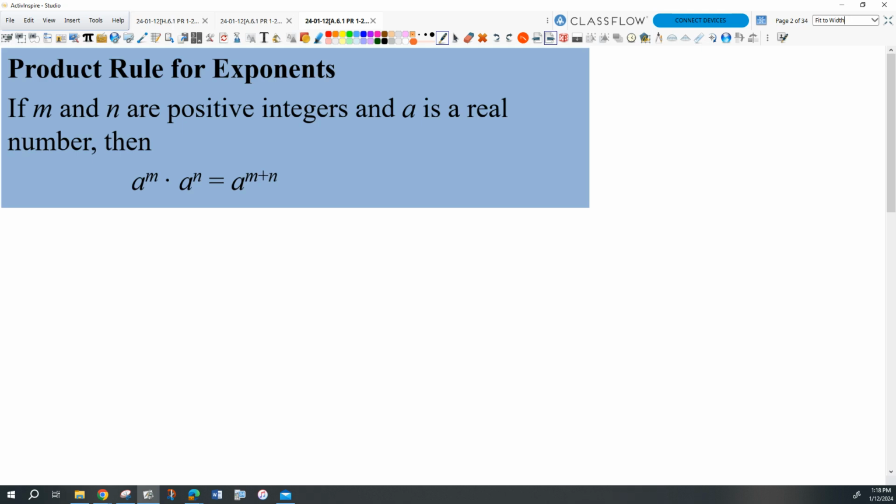The product rule for exponents. I don't care if you know what it's called, but this is what it does. If I multiply like bases, what do we do to the exponents? Add them. We add the exponents. And when I say like bases, let's just review something really quick. If I have something like this.